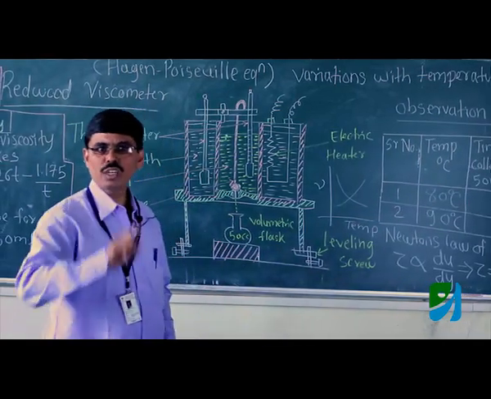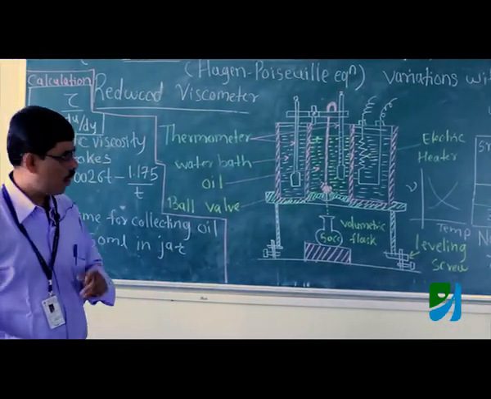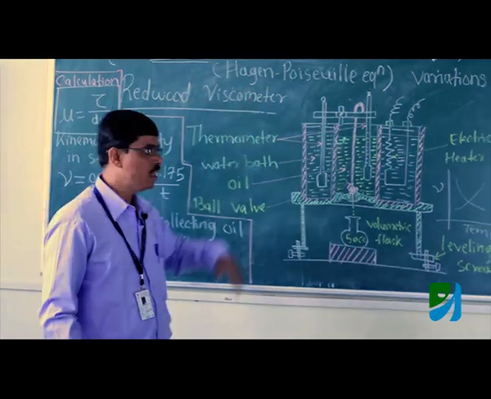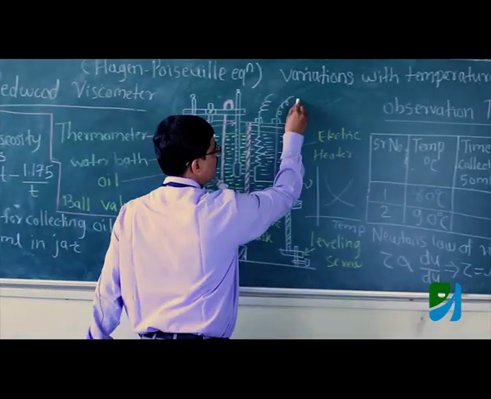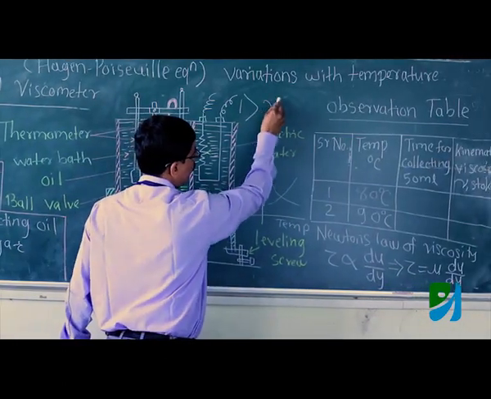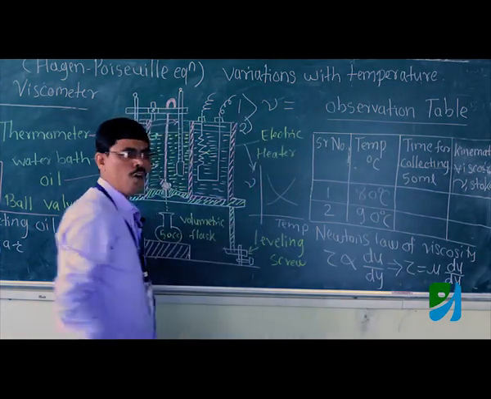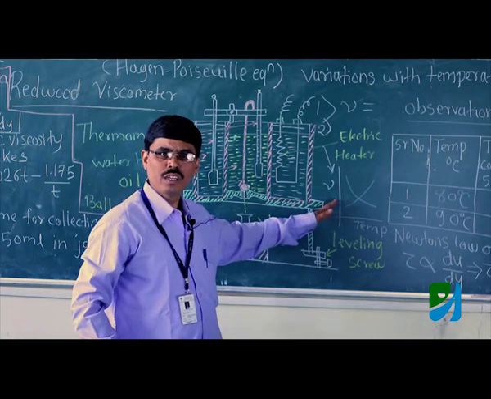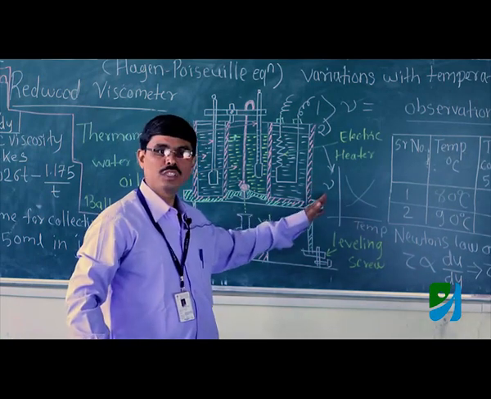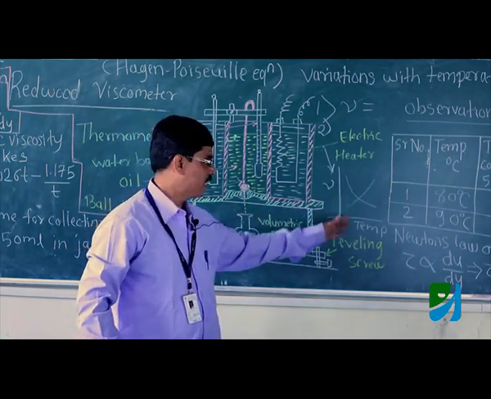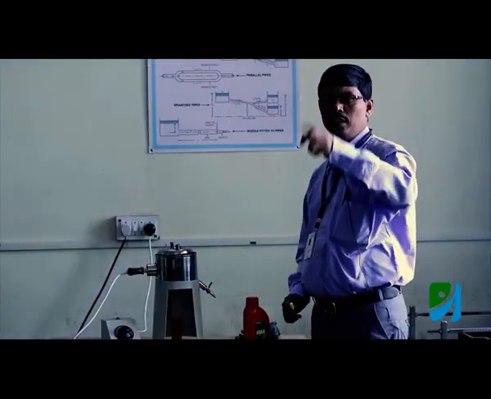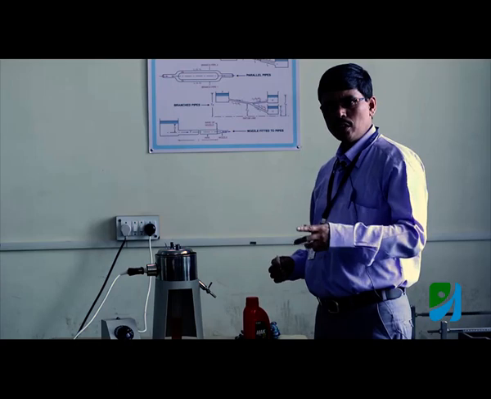As far as the conclusions and results from this experiment, number one is the viscosity that you have determined, and number two is this variation of viscosity. The concluding remark is that the viscosity of oil decreases as the temperature increases. We have seen in the theory, in a two-dimensional figure, the Redwood viscometer.